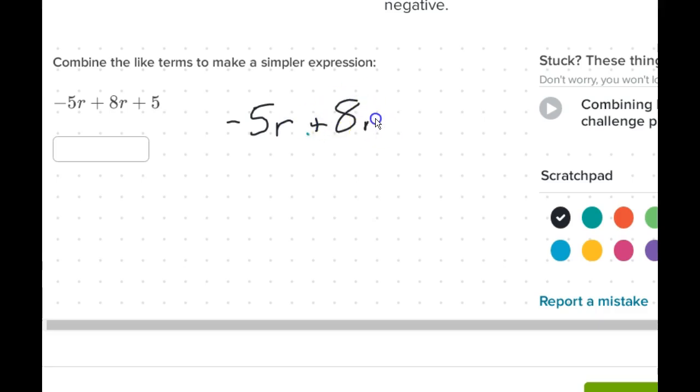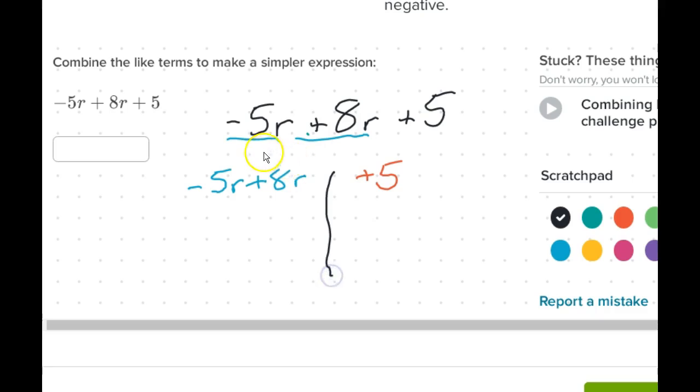Now what you want to do, after you write it down, you want to either combine double signs, which there aren't any here, and then split it up into two parts. So we're going to have one part that's variables, right? These two, and one part that's not. In this case, it's just plus 5. But I want you to break it up into two parts on your paper.